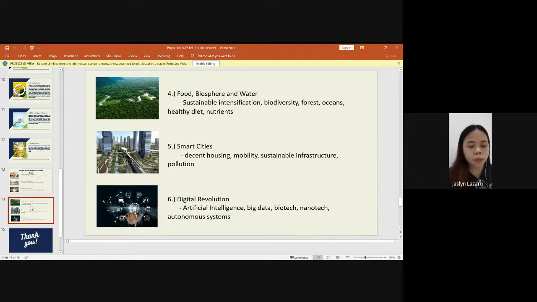Number 4 is food, biosphere, and water. So ito yung achieving access to nutritional food and clean water for all while protecting yung biosphere and tsaka yung oceans. So sustainable intensification. Ibig sabihin ito ay yung feeding the growing human population without depleting our natural resources. Kasi aware naman tayo na habang dumadami, nadodoble, natitriple yung bilang ng tao sa mundo, ganun din kadami yung kinakailangan mag-consume ng food. So ano nga ba yung mga possible way na pwede nating gawin para hindi natin masira yung ating natural resources habang nagpo-produce tayo ng food?